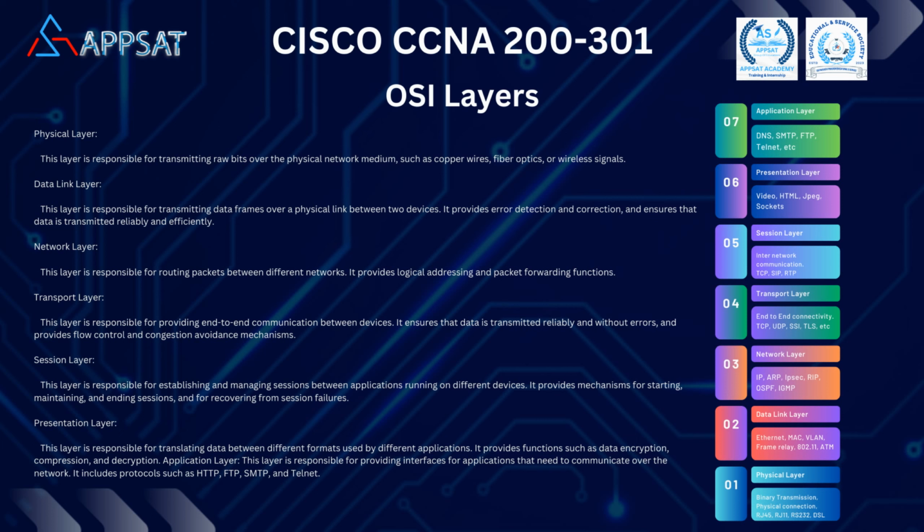Seventh layer is application layer. This layer is responsible for providing interfaces for applications that need to communicate over the network. It includes protocols such as HTTP, FTP, SMTP, and Telnet.